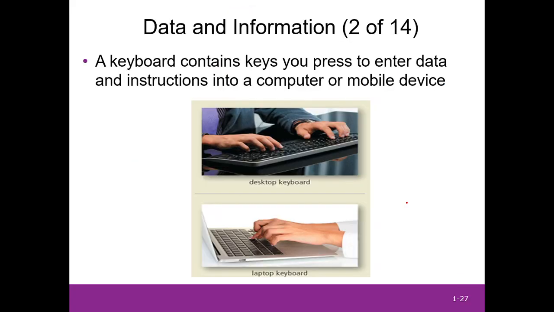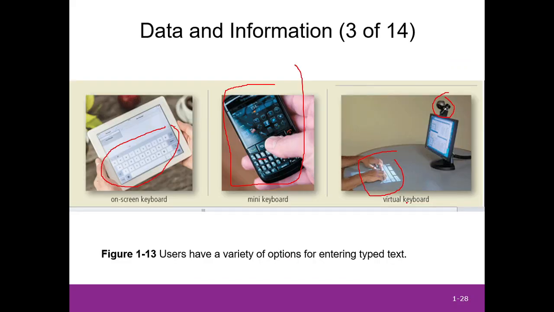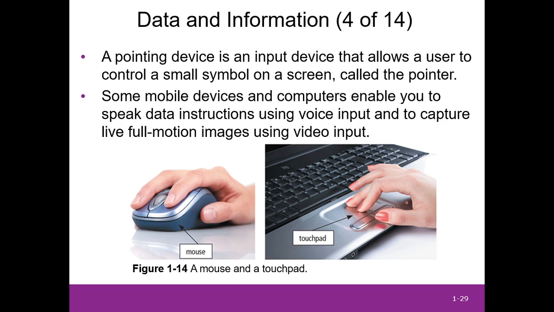Theek hai, so computers are data processing machines, and this is one way of providing data to that computer using keyboards, and we have different types of keyboards. Then we can also provide input or data to our computer using a mouse or any other pointing device. These are pointing devices. A mouse is a pointing device, and the touchpad on your computer, it is also a pointing device. ठीक है, so pointing device क्या करता है?